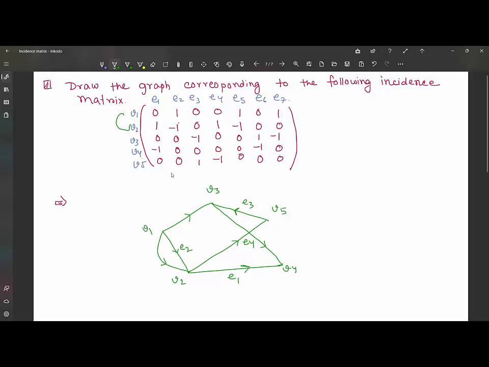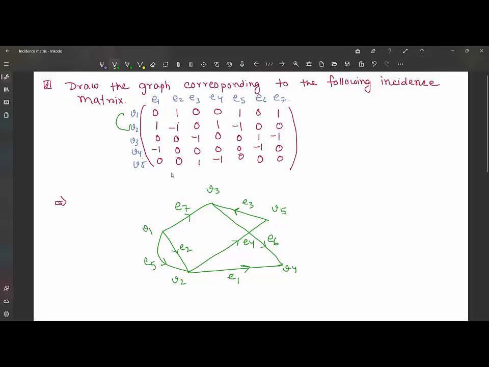Now you can verify these values. The first, E1, is the connecting line between V2 and V4. Then E2 is connecting V1 and V2. And then this is, I think, E5, this line is E7, and this line is E6. So just put it. First, E1 is connecting V2 and V4.